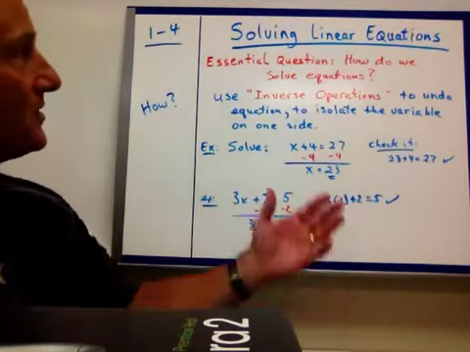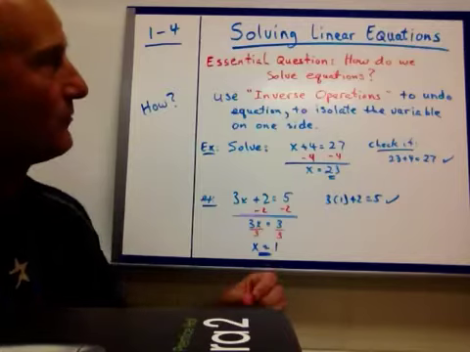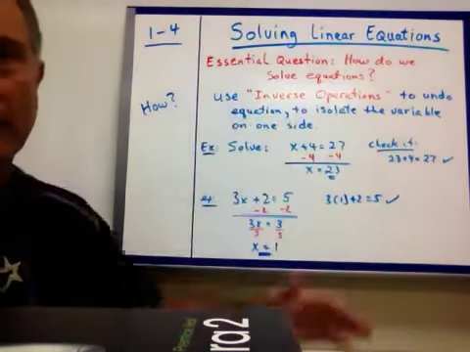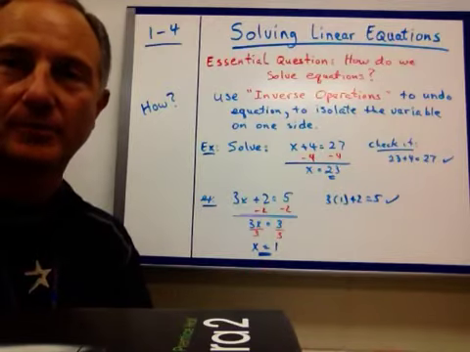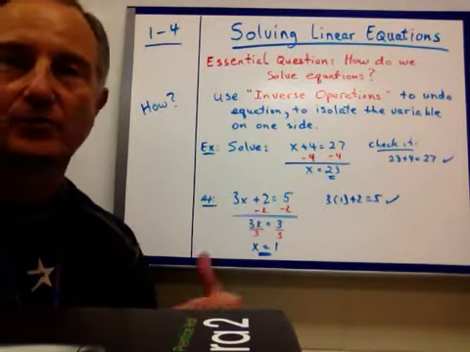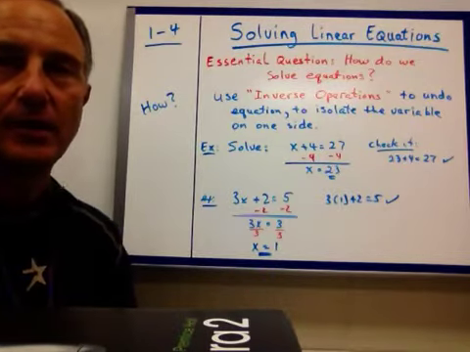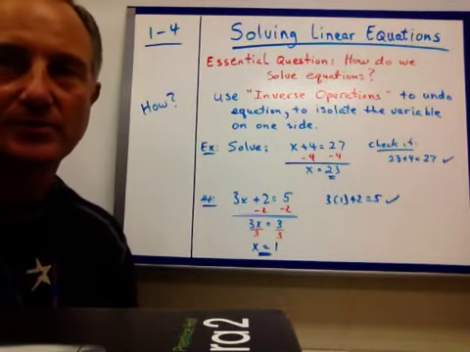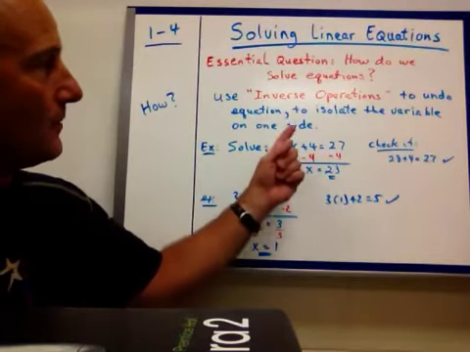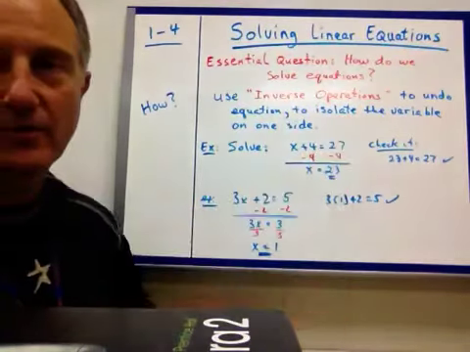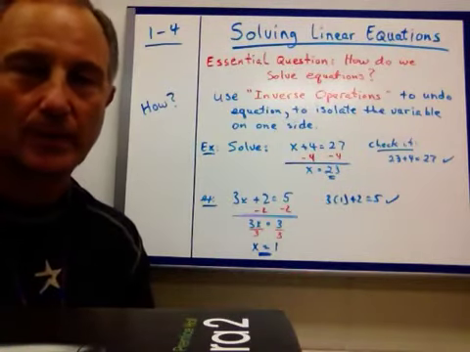Our essential question today is, how do we solve equations? And basically, if you remember from Algebra 1, you're using inverse operations. So if you have a variable and you're adding something to it, then you want to subtract from both sides. If you're subtracting, you want to add to both sides, and the same goes for multiplication and division. And I'll show you in the examples what I mean there. The whole idea is to isolate that variable on one side. Okay, so we get x equal to some number.